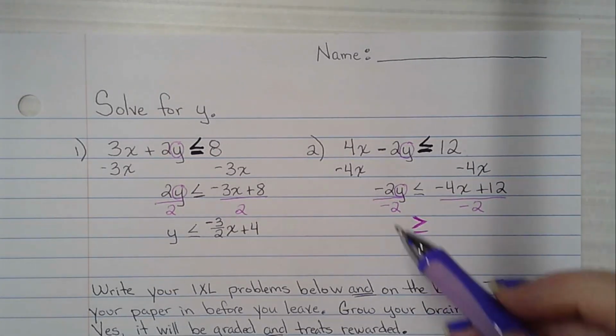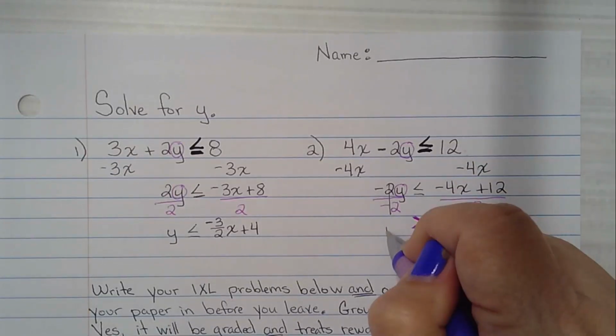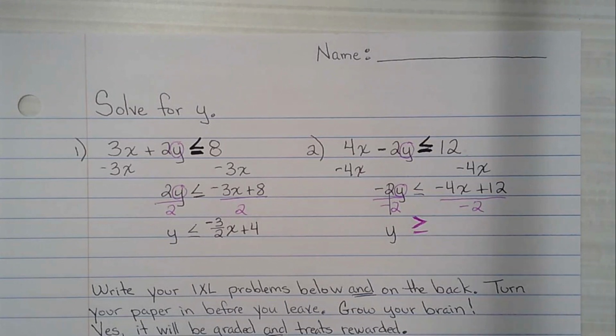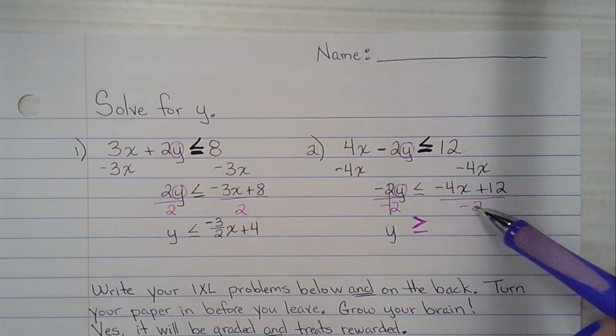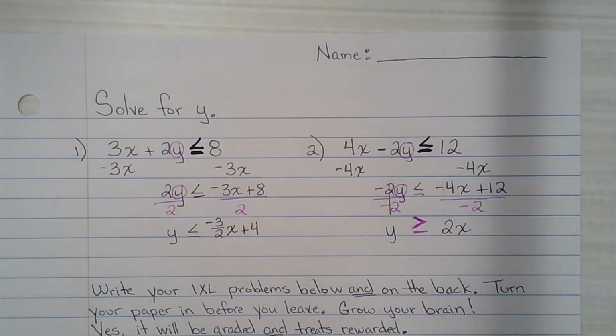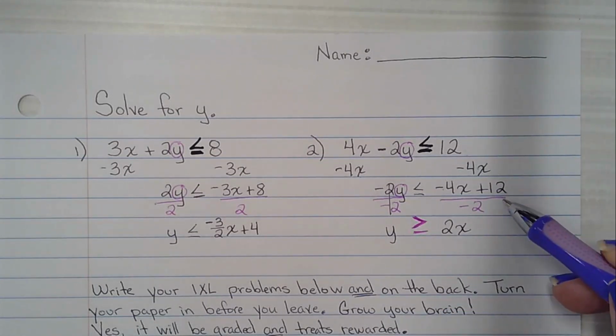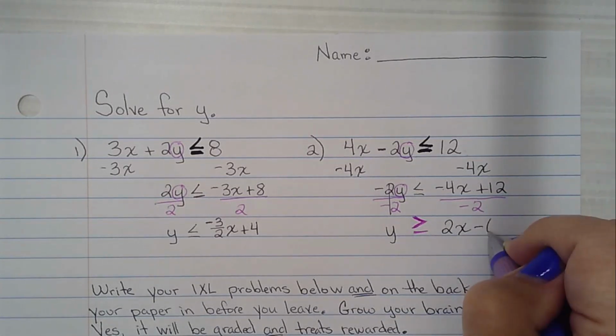So negative 2 divided by negative 2 makes 1. 1 times y is y. If I use my calculator and I press negative 4 divided by negative 2, that comes out to 2x. And then when I do 12 divided by negative 2, that comes out to negative 6.